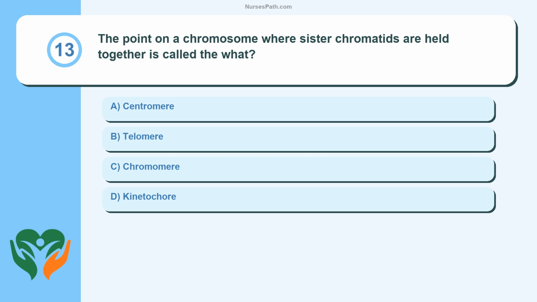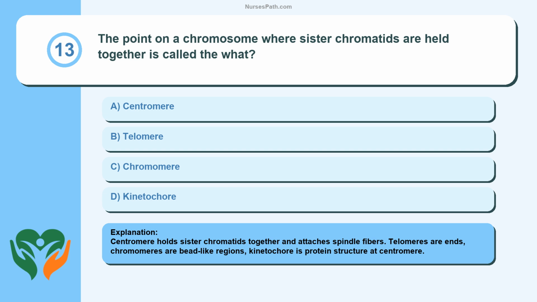Question 13. The point on a chromosome where sister chromatids are held together is called the what? Centromere, telomere, chromomere, kinetochore. The centromere holds sister chromatids together and attaches spindle fibers. Telomeres are ends, chromomeres are bead-like regions, kinetochore is a protein structure at the centromere.